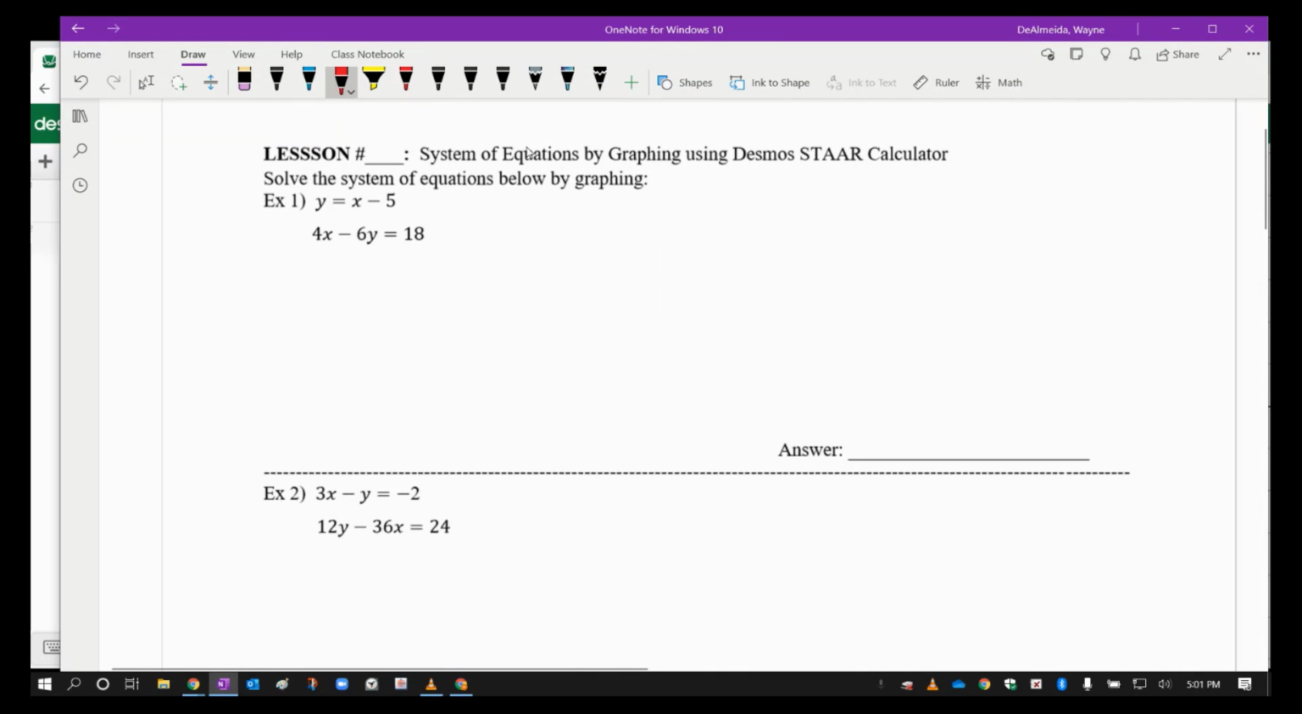A system of equations means that we're going to deal with two or more equations. For the purpose of this class, we're going to use only two equations. But eventually when you get to Algebra 2, you're going to see systems with three equations.